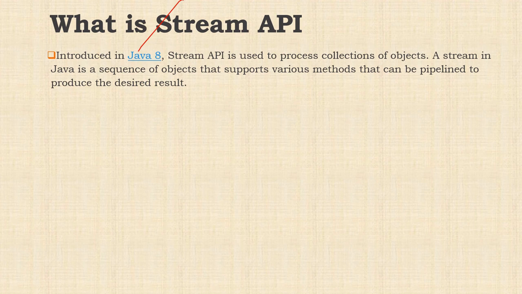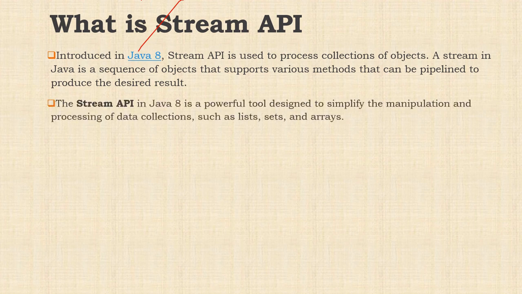So you can't store; we develop the Stream API so we can process the objects. It is for processing purposes, not for storing purposes. A stream in Java is a sequence of objects that supports various methods that can be pipelined to produce the desired result. The Stream API in Java is a powerful tool designed to simplify the manipulation and processing of data collections such as list, set, and array. So you can use Stream API on list, set, and arrays.